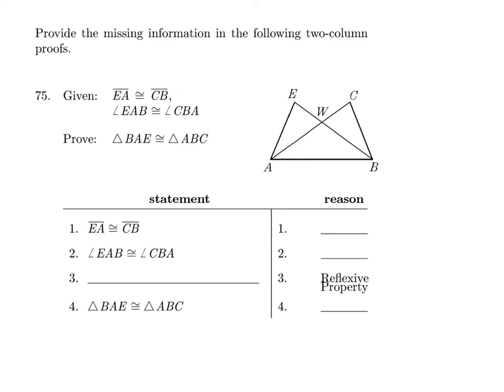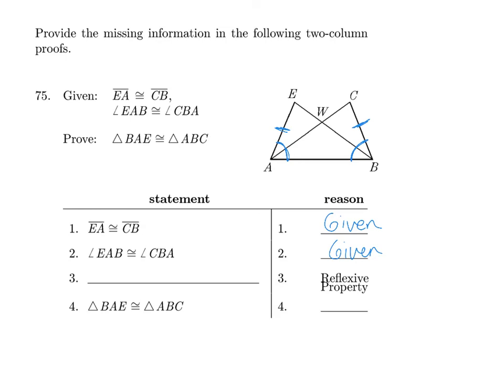Provide the missing information in the following 2-column proofs. They pretty much work it all out for you. That's nice of them. EA is congruent to CB. That's given. And EAB is congruent to CBA. That's given. Then they say reflexive property.